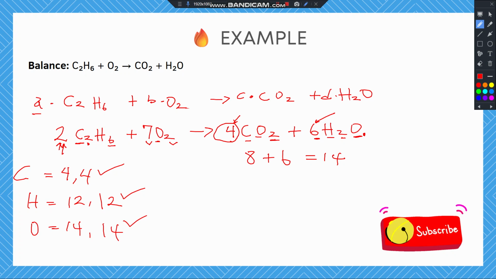I'm sure you saw all the steps that we took. So our final balanced equation, let me write one more time. 2C₂H₆ plus 7O₂, yielding 4CO₂ plus 6H₂O.